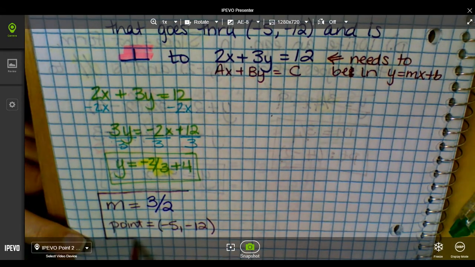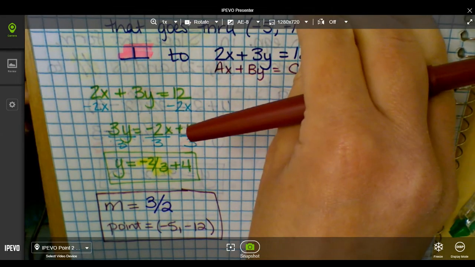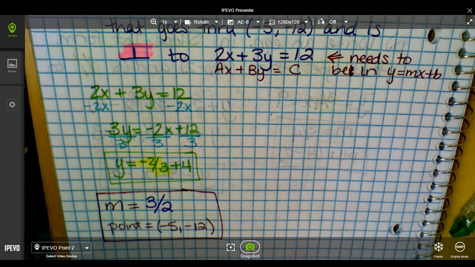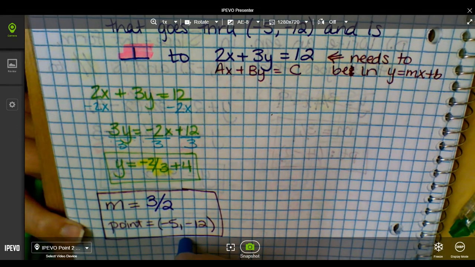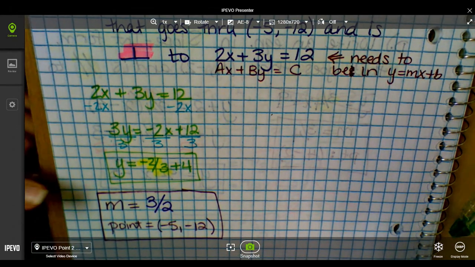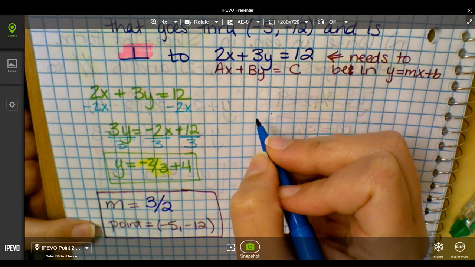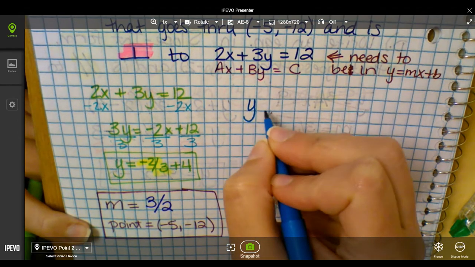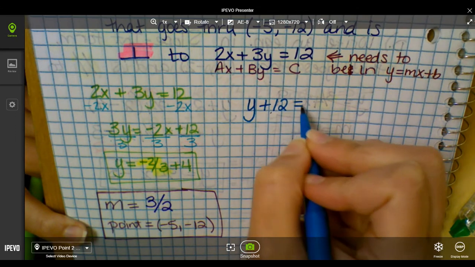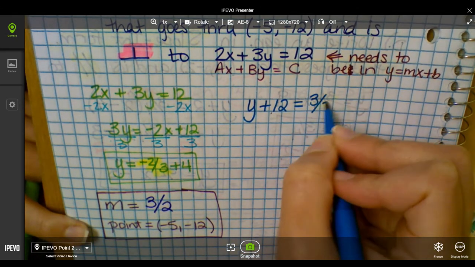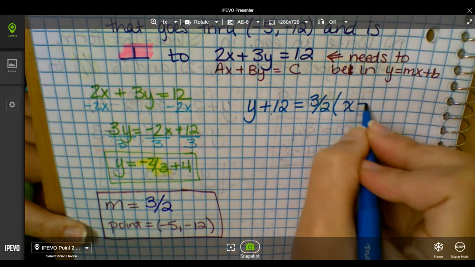But now, since I have these two things, I can really almost ignore everything up here, except I need to know that it's in standard form that we're ultimately going to. But I have my point and my slope that I'm going to use. So regardless if I'm going into standard form or slope-intercept form, I need to go through point-slope form first because I just have a point and a slope. So y minus y1, so y minus negative 12 is y plus 12 equals my slope, which was 3/2, x minus x1, so x minus negative 5 is going to be x plus 5.